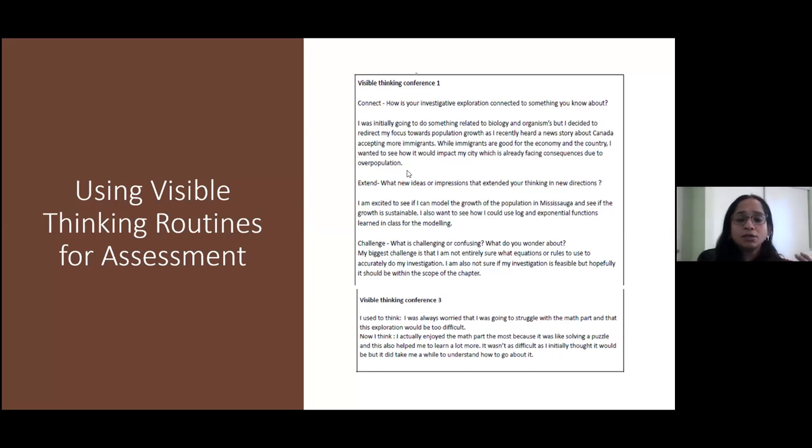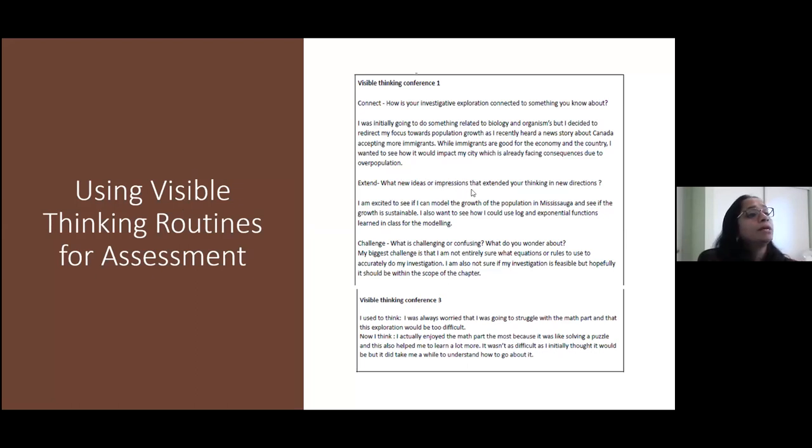So you see, she's already making a connection. She's trying to fit her knowledge of math into the world that she lives in. And that makes it engaging, that makes it interesting. She sees some responsibility in her learning.